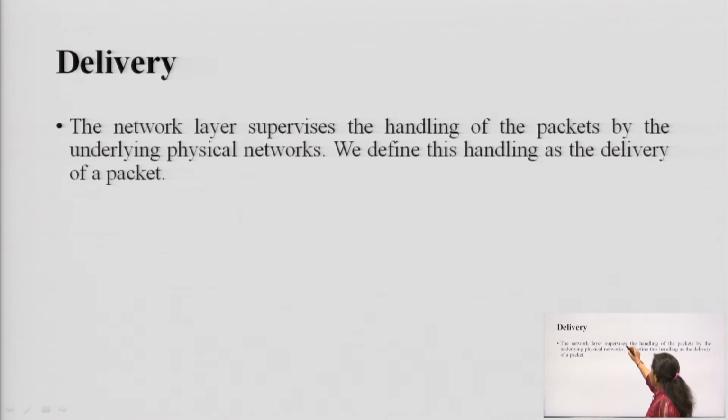The network layer supervises the handling of the packets by the underlying physical networks. We define this handling as the delivery of a packet. So, basically we are discussing the OSI model once again, and how the packets will be formed, how these packets will travel over the different layers of the OSI model. Once again, I am going to summarize the different layers of the OSI model.